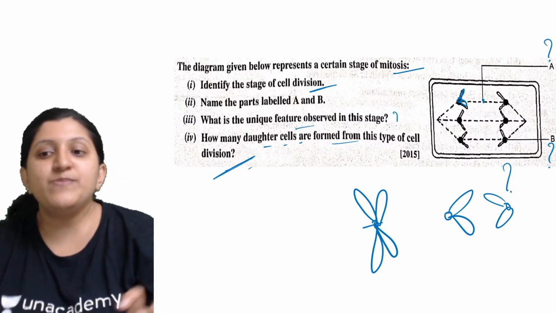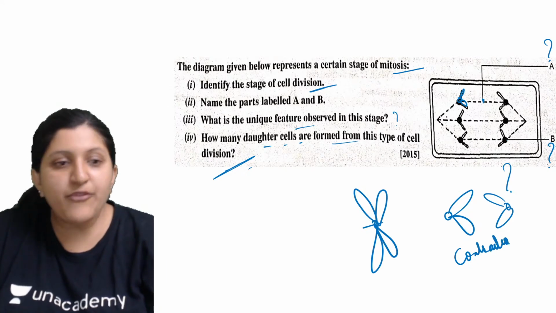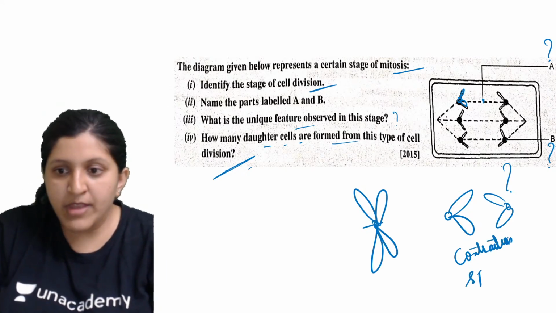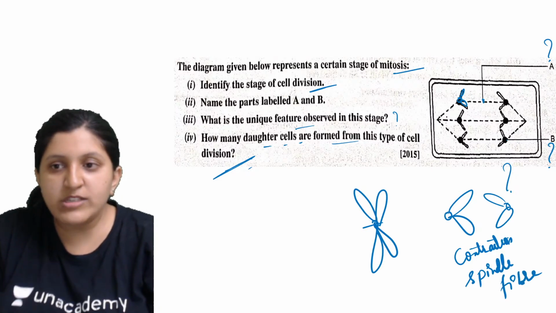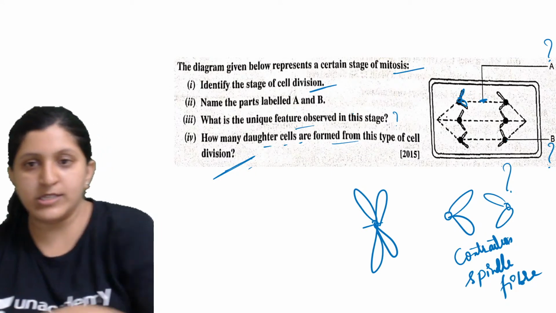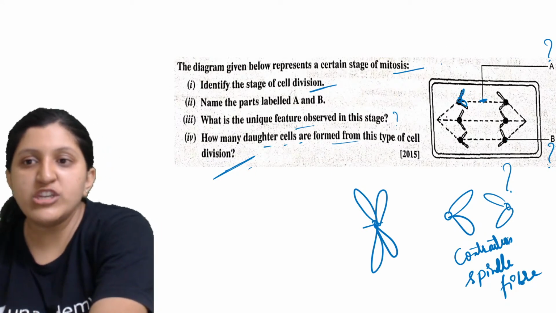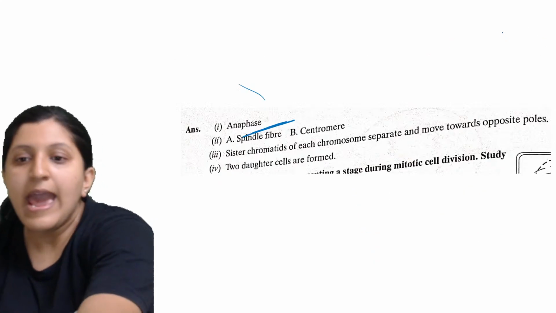So this is basically due to contraction in the spindle fiber. So there is a force that is created. Okay, so spindle fiber you can see between them. So this one is a spindle fiber here, and these are the chromatids. So identify the cell division. So this cell division or stage is basically anaphase.